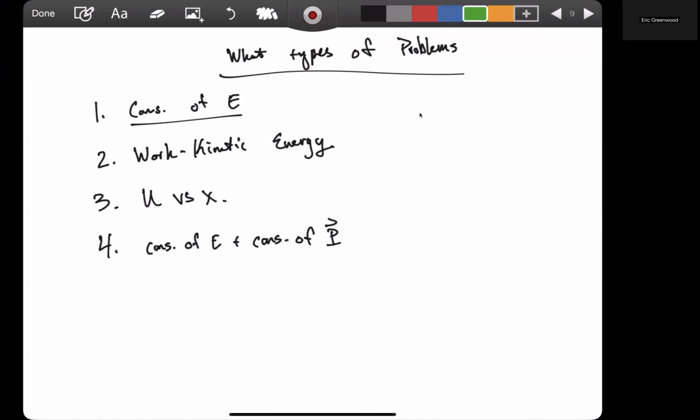So conservation of energy by itself, where there may or may not be work done by a non-conservative force. The work kinetic energy theorem, where again, I will specify that you have to do it by the work kinetic energy theorem. So again, if you don't use it, you will not get full points for it. And then a potential versus position plot, and then finally conservation of energy and conservation of momentum problems.